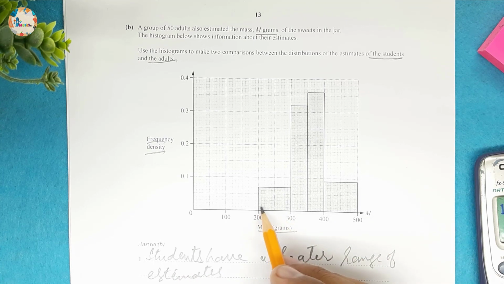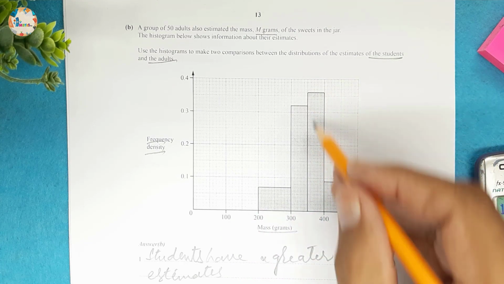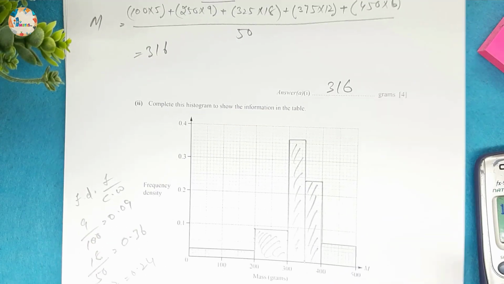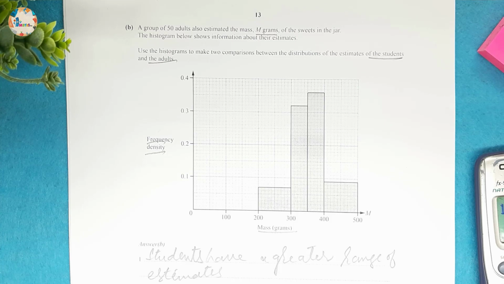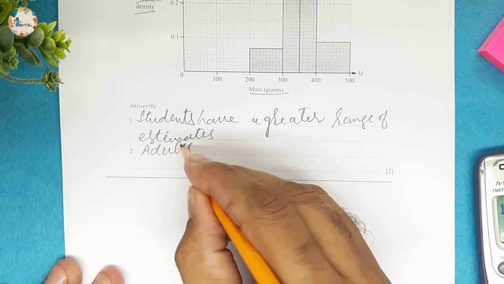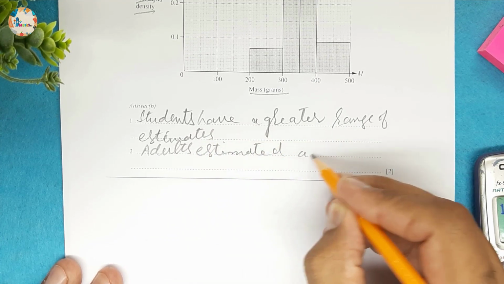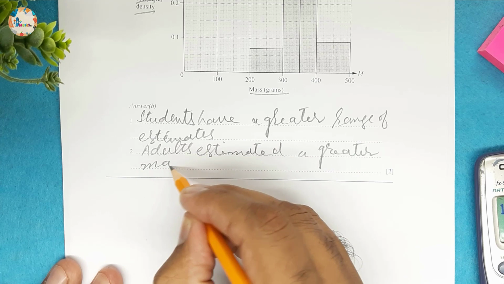Basically if we check this one, on average adults have more data on this side, so it will be like this one. So more data in higher masses, but in this case they have less data in this area. So we can say that adults estimated a greater mass.